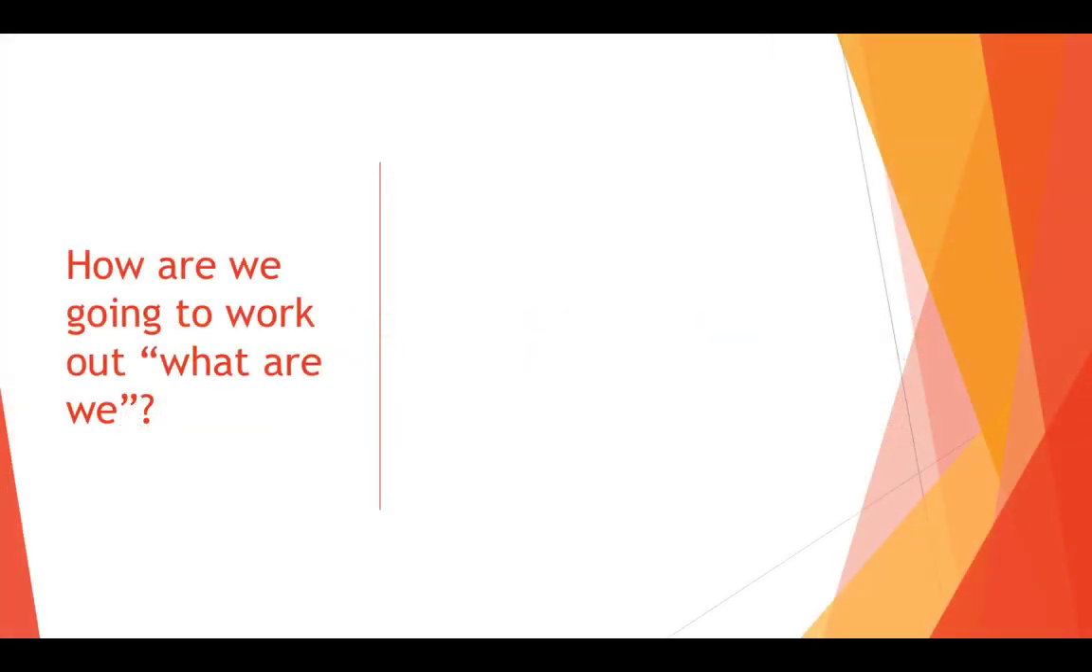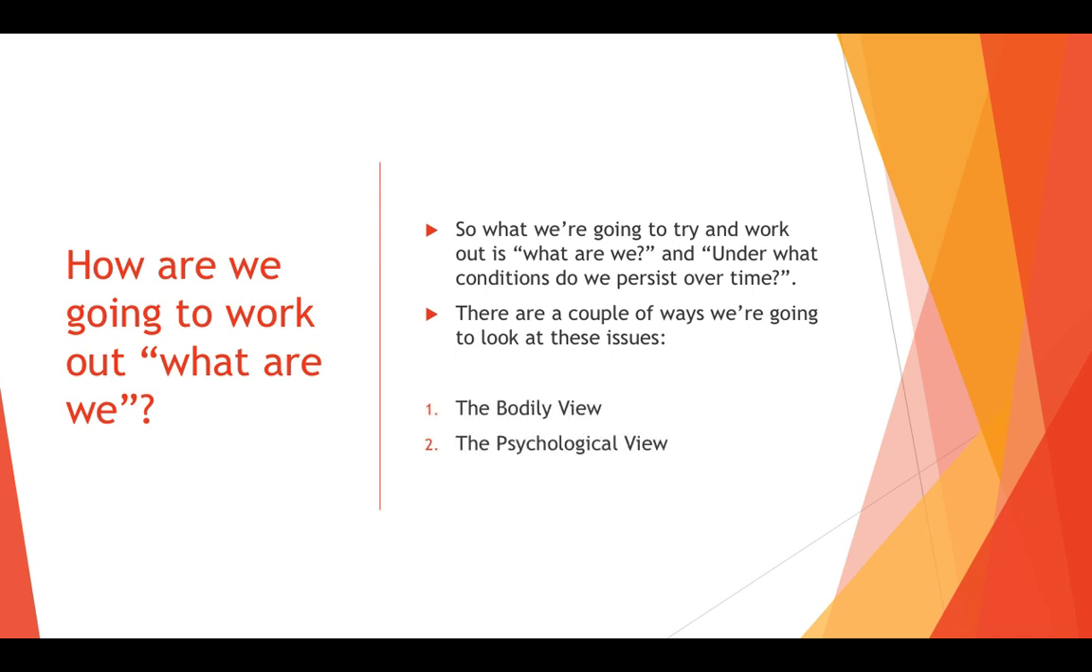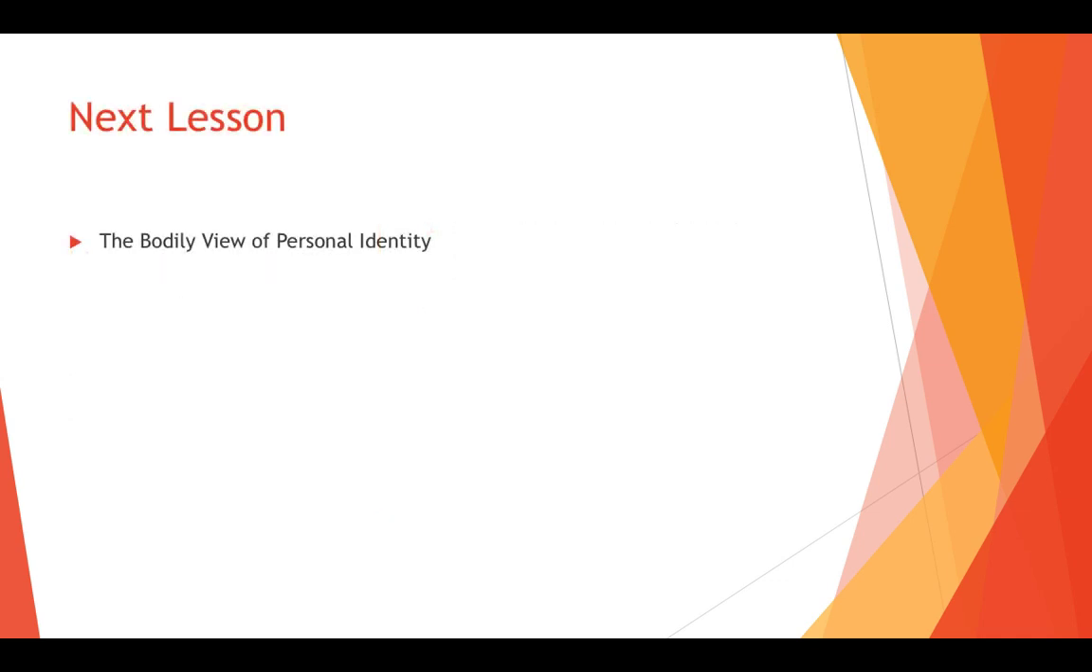So really, how are we going to work out the question, who am I, or what are we? We're going to try and work out two questions: what are we, or who am I, and under what conditions do we persist over time? And there are two philosophical formulations that we're going to look at to work out how personal identity works. We're going to have a look at the bodily view of personal identity, and we're going to look at the psychological view of personal identity, critique them both, and have a look at how we can improve both of them. In the next lesson, we're going to have a look at the bodily view of personal identity, and then we're going to start to critique it later on.